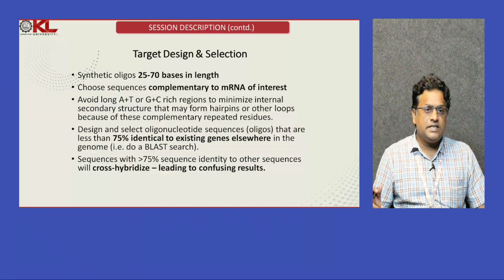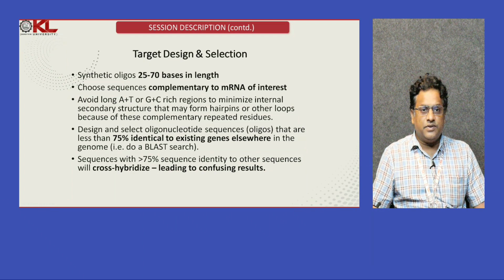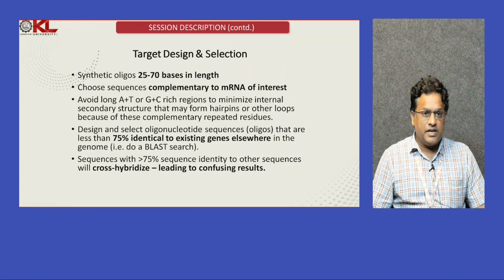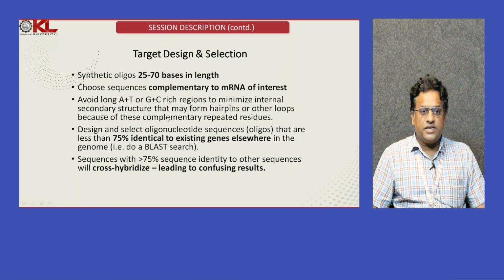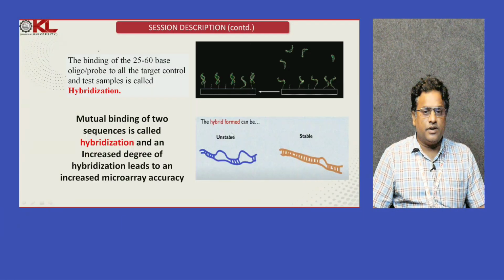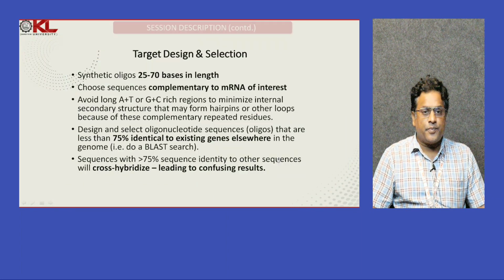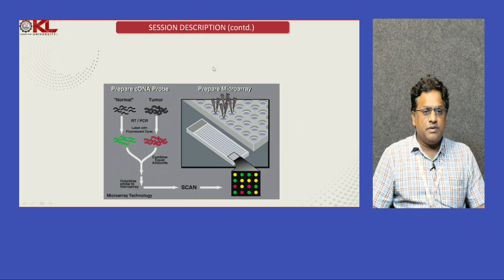For synthetic oligos, generally you use 25 to 70 bases in length, complementary to the mRNA of interest. You generally avoid runs of A plus T and G, and minimize internal secondary structures. Those are important, because you try to minimize the unstable regions. So this is the basic method.